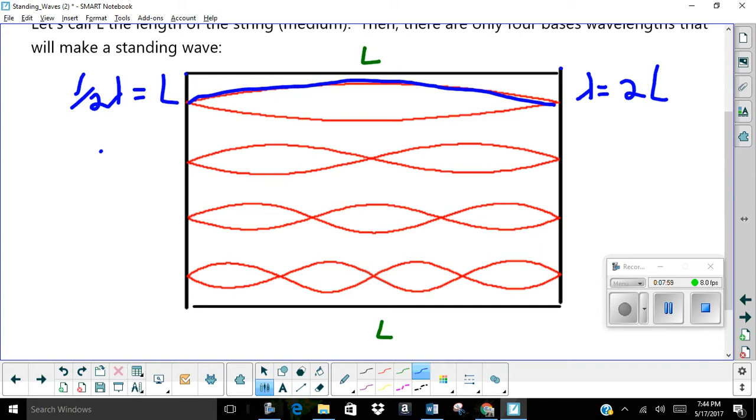Now, for the second standing wave, the second harmonic, you've got a full wavelength. One up, back to equilibrium, one minimum, and then back to equilibrium again. So in the second harmonic, the wavelength is going to equal the length of the string, or in this case, they kind of mean the same thing.